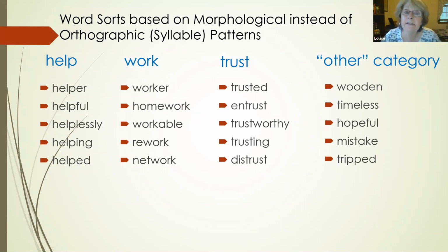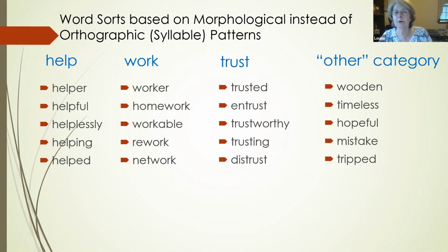The word sort activity that I showed you for syllable types could also be used for morphology. Let's say the teacher wants to contrast words that have the root help, work, or trust. It's the same idea as with the syllable types activity: you have labels or headings for groups, and then you have words like helper, helpful, helplessly, worker, homework, trusted, and trust, and so on. The cards are all mixed up, and the child has to put them in the right column or the right group. And just like with syllable types, I like having an "other" category because it makes the children look more carefully at the word.